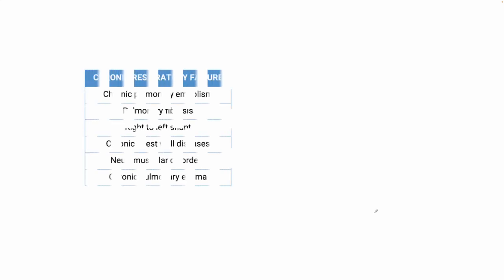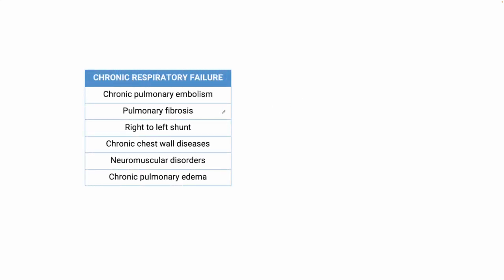Now we will discuss the chronic. What are the reasons for chronic respiratory failure? First is chronic pulmonary embolism. Another is chronic fibrosis, where the lung tissues become thick and stiff, making it hard for the lungs to absorb oxygen into the bloodstream. Now right to left shunt, a cardiac disease. Chronic chest wall diseases, neuromuscular diseases, and chronic pulmonary edema. These are all the reasons for chronic respiratory failure.